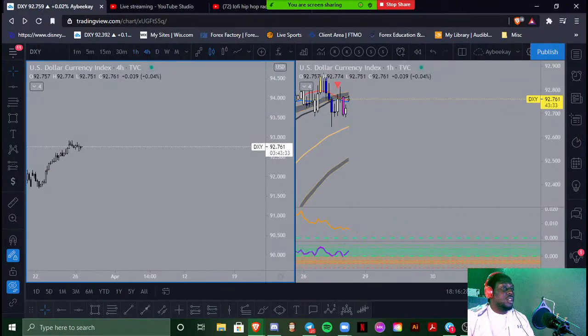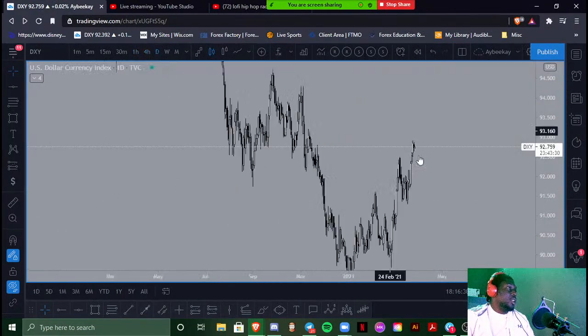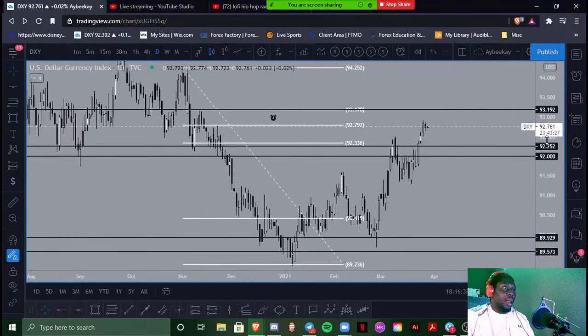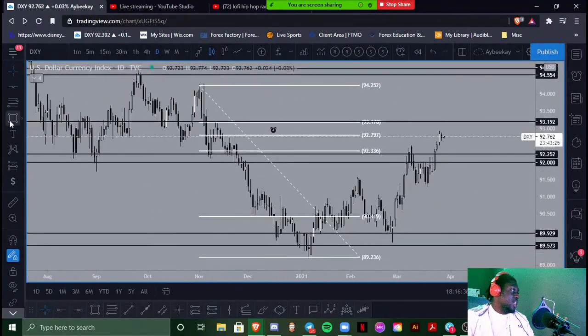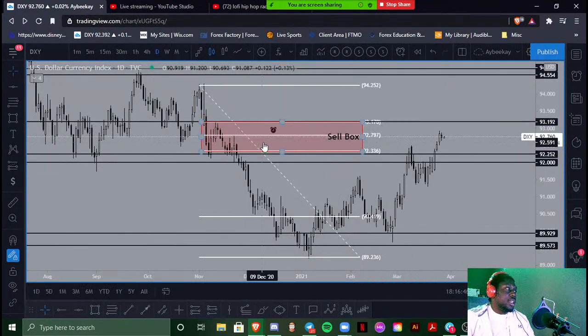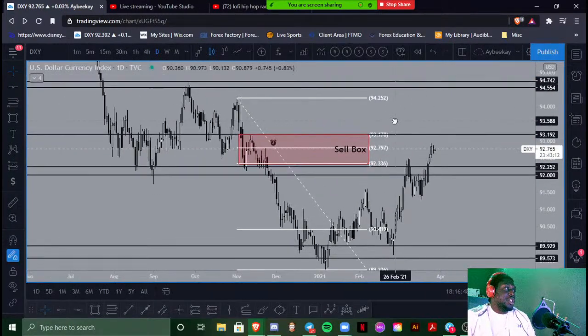I want to see what the DXY is really about to do, because I'm still kind of bearish on it, quite honestly. It's in an area where I'll be looking for it to drop. So that's what I'm saying. I'm just bearish on it a little bit.